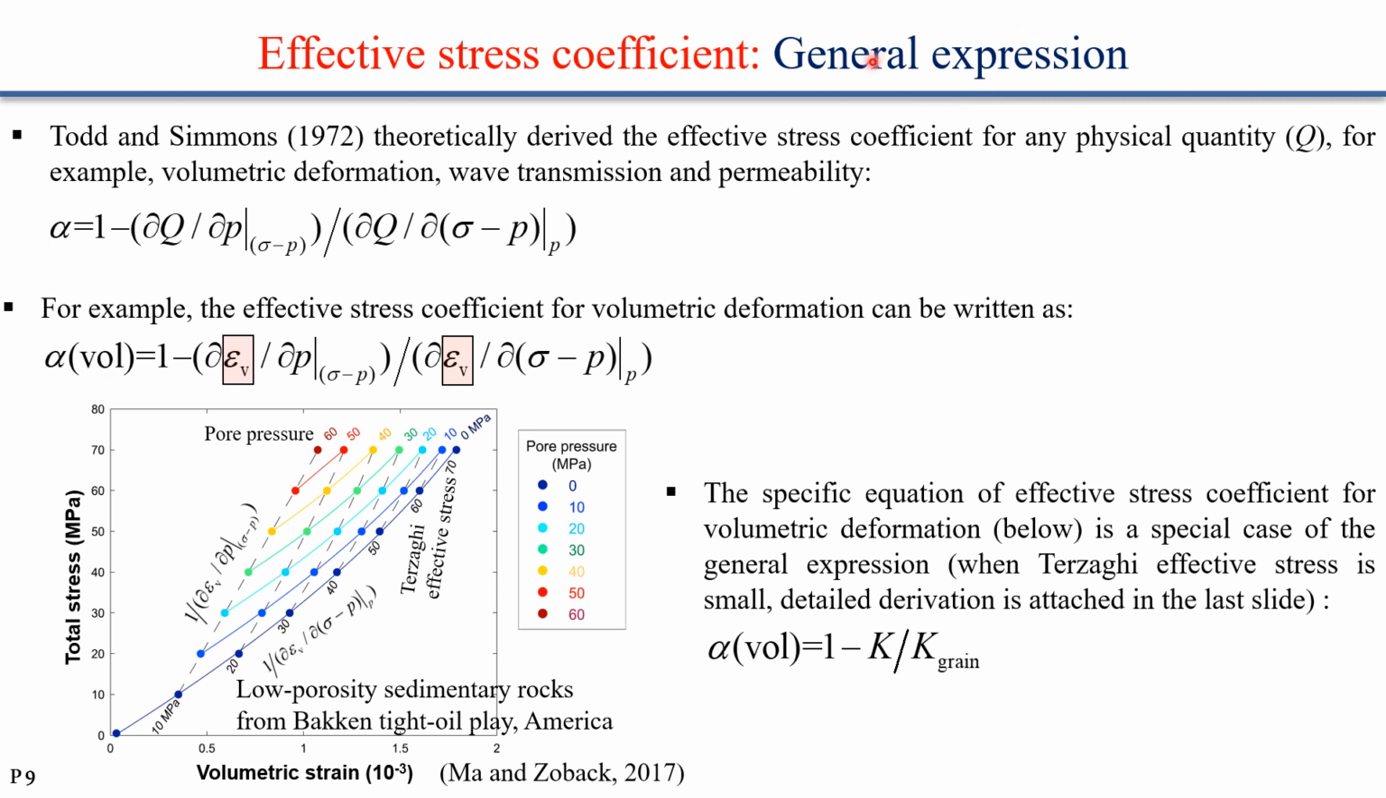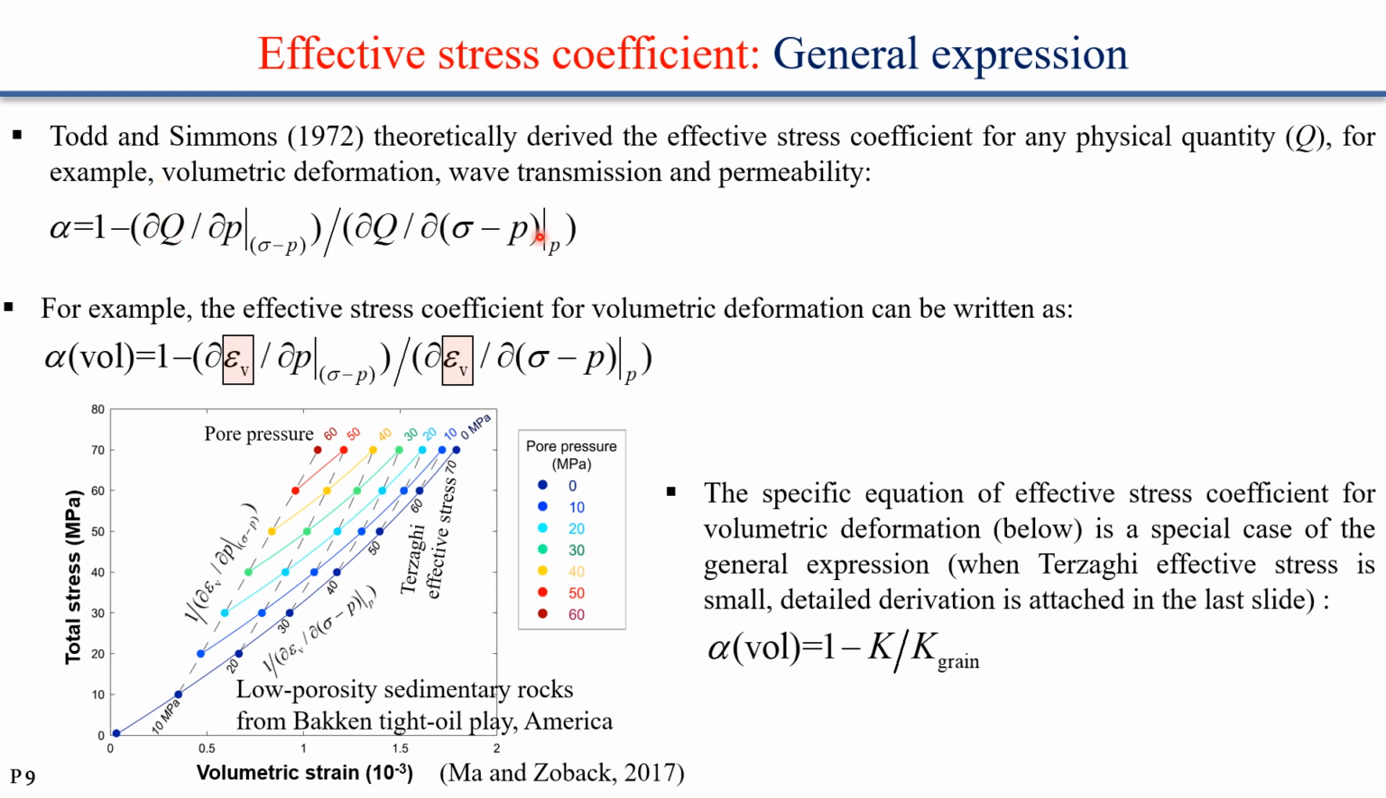Then we need a general expression for the effective stress coefficient for any physical quantity, not only for volumetric deformation, which should be easily used to estimate this coefficient from lab measurements. In 1972, Todd and Simmons theoretically derived such an equation for the effective stress coefficient for any physical quantity, for example, volumetric deformation, wave transmission, and permeability.